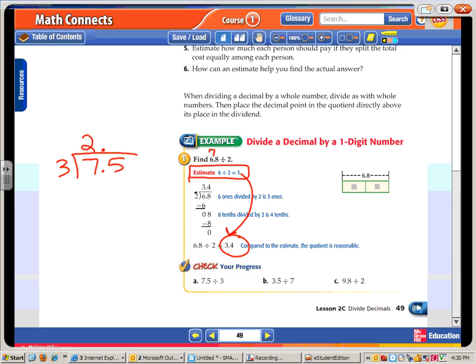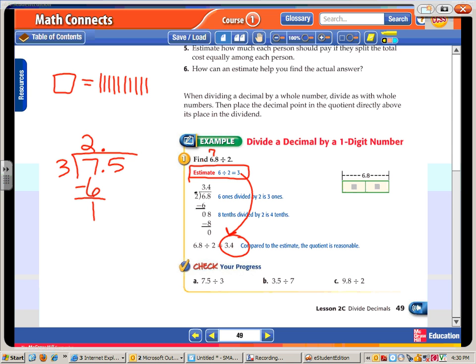So now I'm going to say how many flats did I use? 2 times 3, 6 flats. That leaves me with 1 flat left over. I can't do anything with it, so I'm going to break it up, and that should give me 10. Remember, 1 flat we can trade in for 2, 4, 6, 8, 10. There they are. 10 longs.